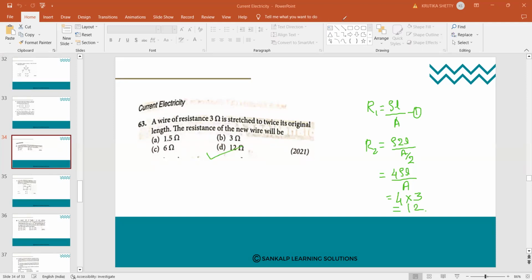How are you getting 6 ohm? See, you are thinking from only one angle, that the resistance is directly proportional to length. When the length is increasing twice, the area also decreases, so your area will also change. Therefore you have to consider it like this, okay? So the correct answer is 12 ohm. I hope everyone is agreeing with the answer. I'll go for the next question if it is clear. If there is another doubt, ask. So it is 12 ohm. Remember this: when you have such a type of question, you need to take it like this.